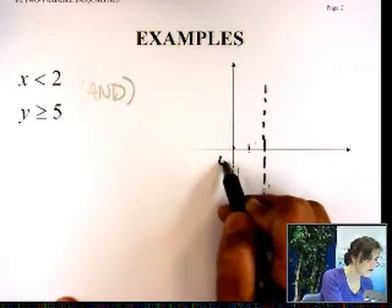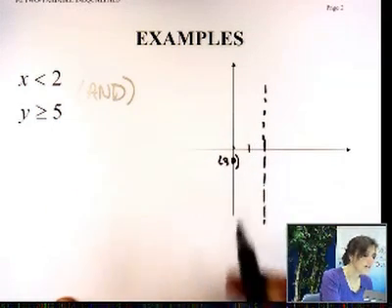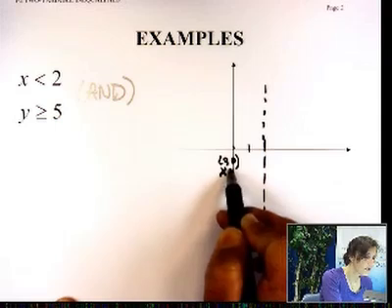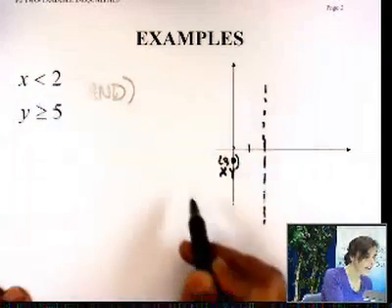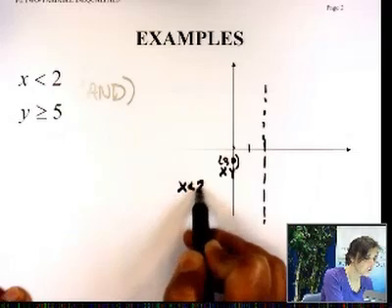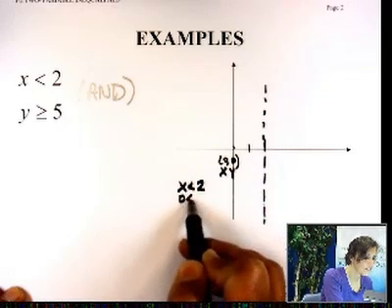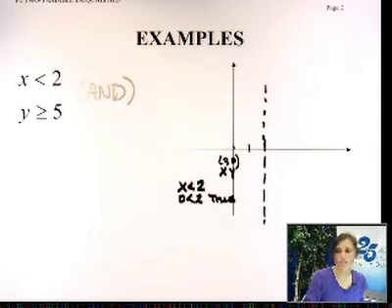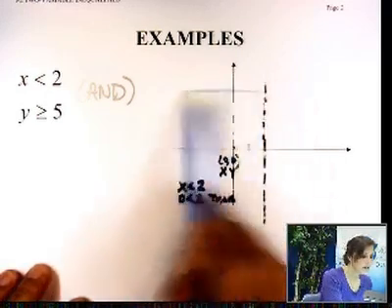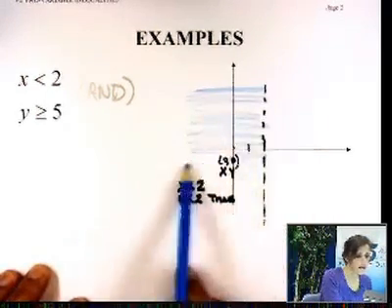Now I'm going to check. Let's check my 0, 0. So 0, 0 means this is my x coordinate and this is my y coordinate. So I'm going to plug it back in there and check. X is less than 2. Here's 0 is less than 2. Is that true? True. Then you shade the region that includes, when it is a true statement, you shade the region that includes that point, that test point. In this case, it's going to be here.